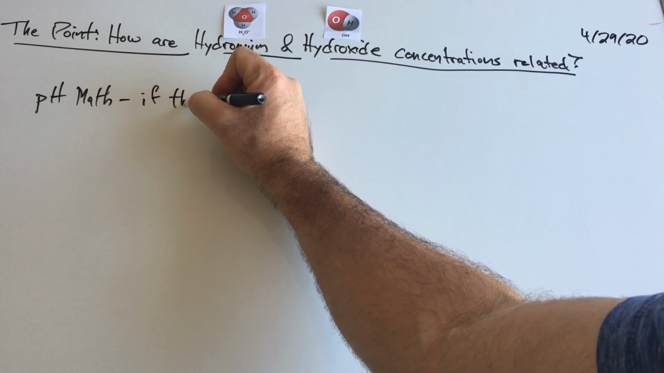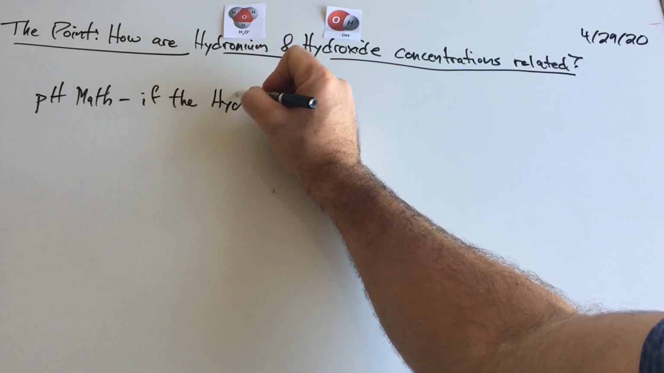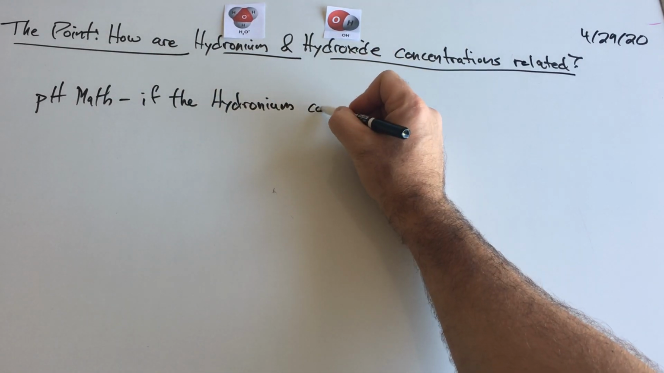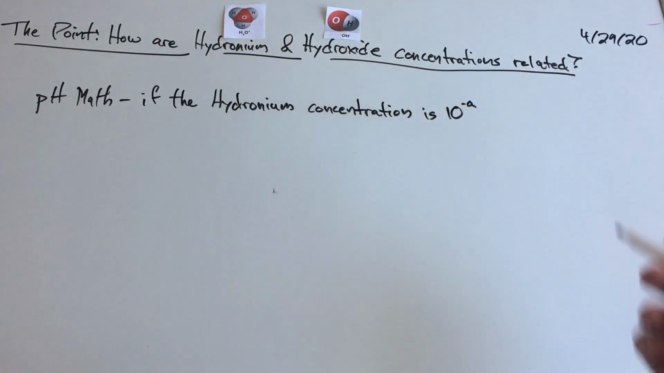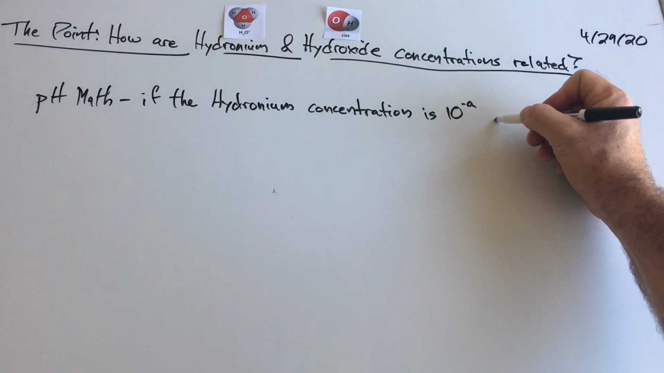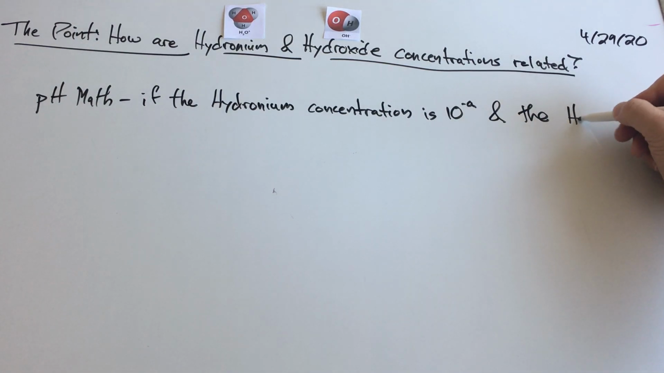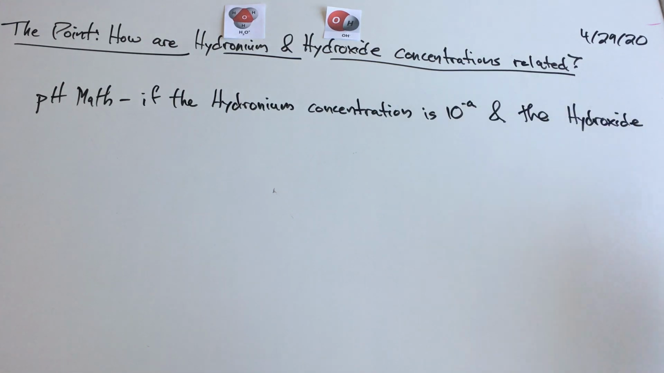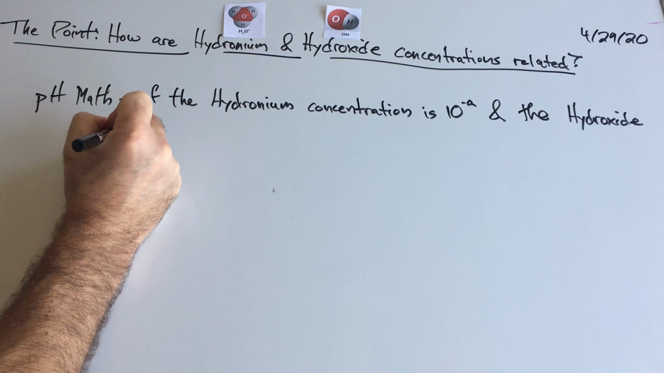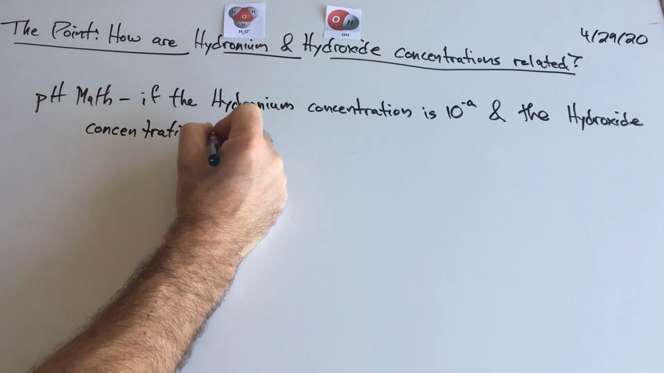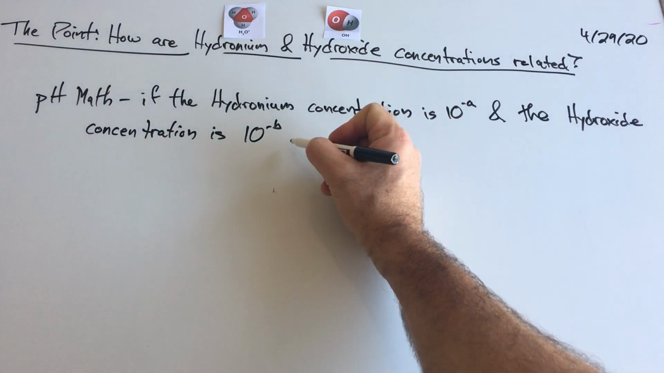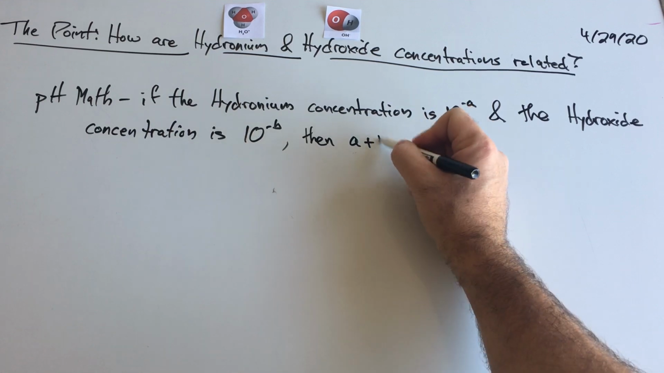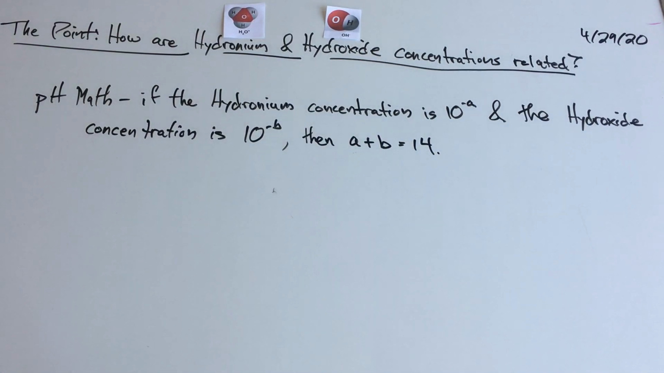If the hydronium concentration is 10 to the negative A, I'm just going to use the variable A. I don't know what it is, but I know that A is between 0 and 14 because that's the only possibility. And the hydroxide concentration is 10 to the negative B, again, a variable from 0 to 14, then A plus B equals 14. So just write that down.